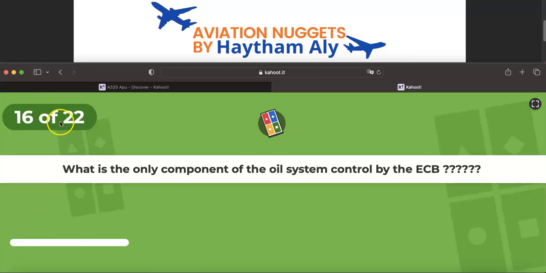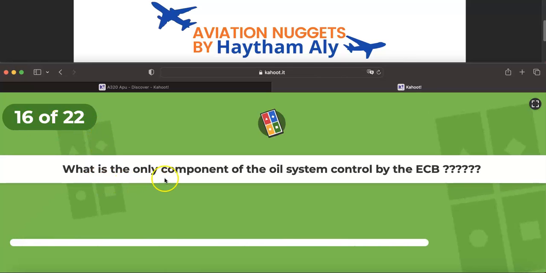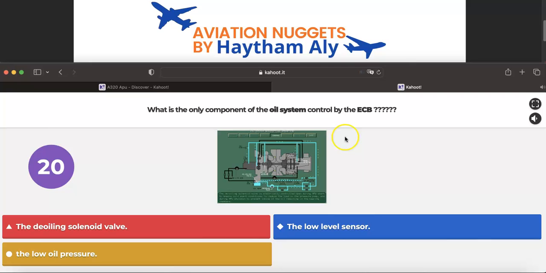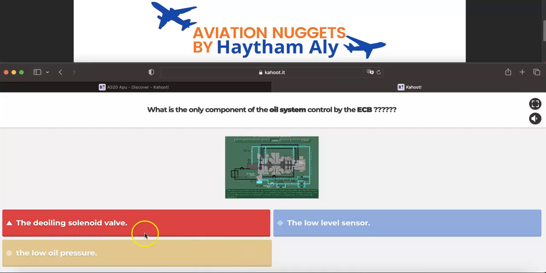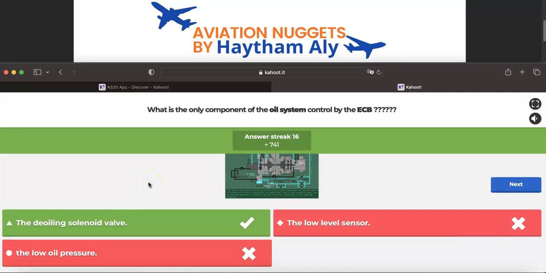Question 16 of 22. What is the only component of the oil system controlled by the ECB? The de-oiling solenoid valve, the low level sensor, or the low oil pressure sensor. The right answer is the de-oiling solenoid valve.